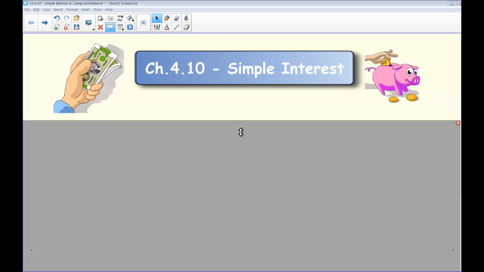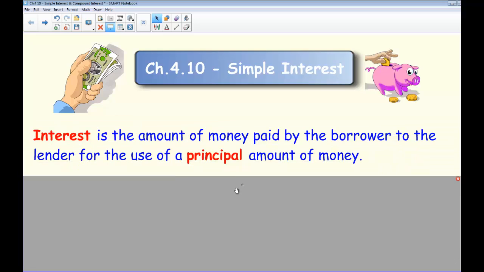Chapter 4.10 on simple interest and a bonus section on the idea of compound interest. Now, first of all, what is interest? Well, interest is simply an amount of money that the borrower would pay to a lender for using a principal amount of money. So for instance, if you had put money into the bank, then you are the lender and the bank is the borrower. So the borrower, the bank in this case, would be giving you, the lender, some interest for depositing some money.